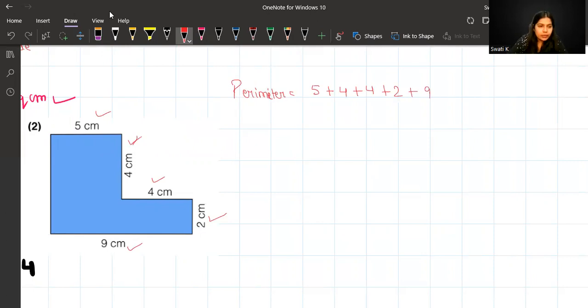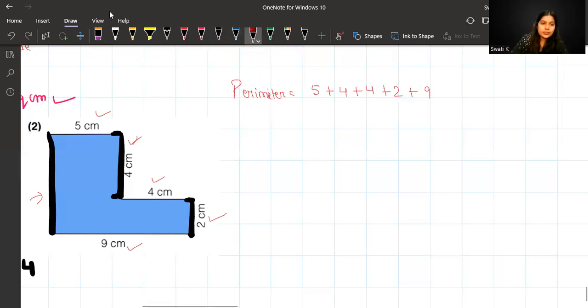And this one we do not know. But can you notice that this length is nothing but the sum of this length plus this length. If I do the sum of this and this, I'll get this entire length, right? Because this is made up of this, from this to this and this to this. And you already know this is 4 and this is 2. So what is 4 plus 2? 6. So this is going to be 6 centimeter.